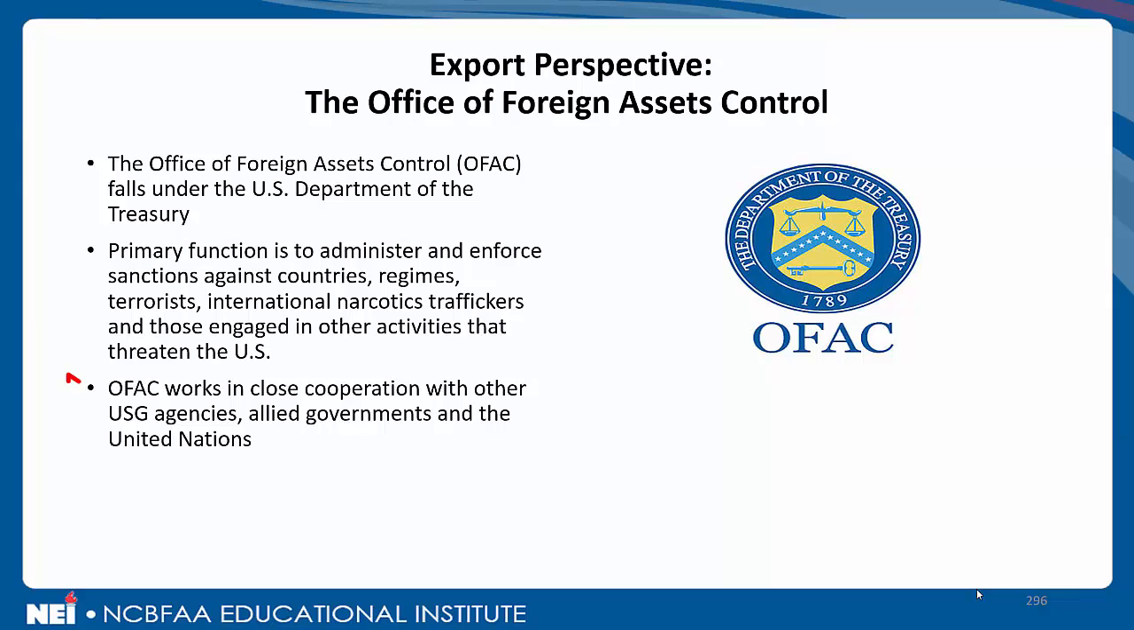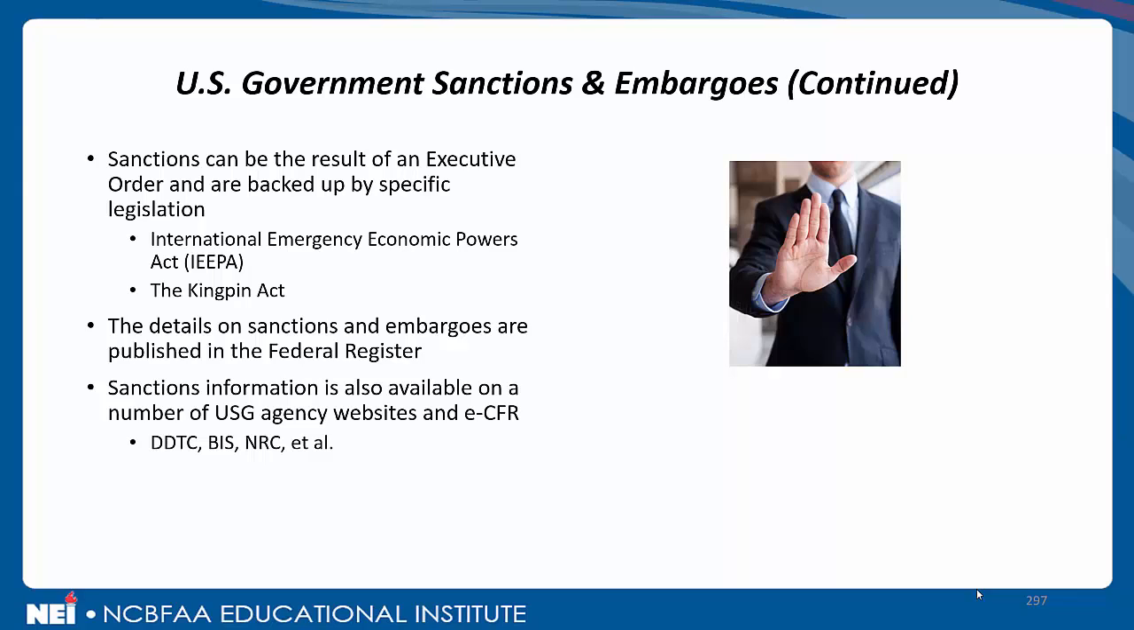But to reiterate, last bullet point, OFAC works in close cooperation with other USG agencies, U.S. government agencies, allied governments, and of course, the United Nations. Continuing on with our more general conversation on U.S. government sanctions and embargoes, sanctions can be the result of an executive order and are also backed up by specific legislation. An executive order comes from the Executive Office of the United States, POTUS, the President of the United States. That's where an executive order comes from. But sanctions can also be backed up by specific legislation.